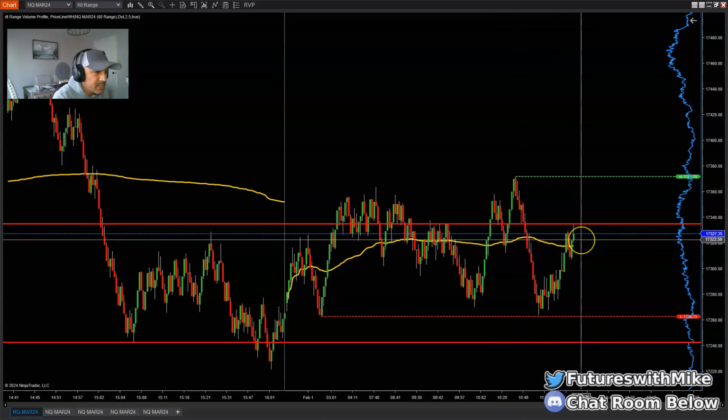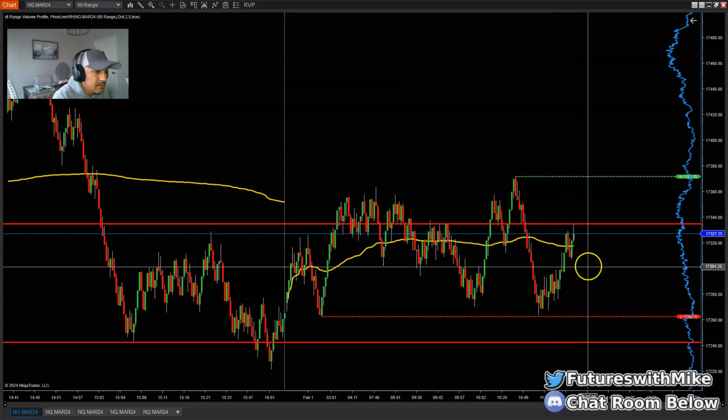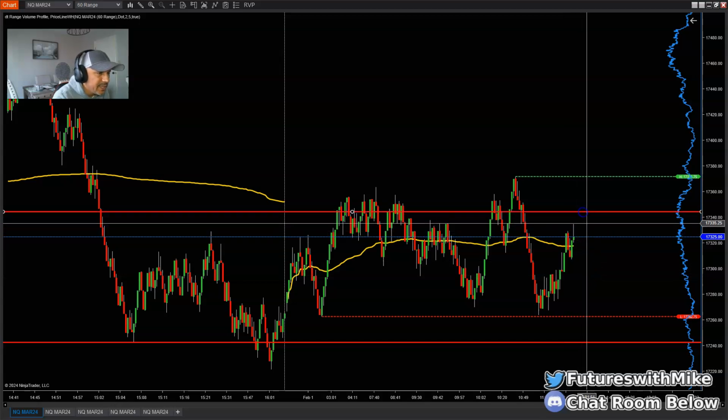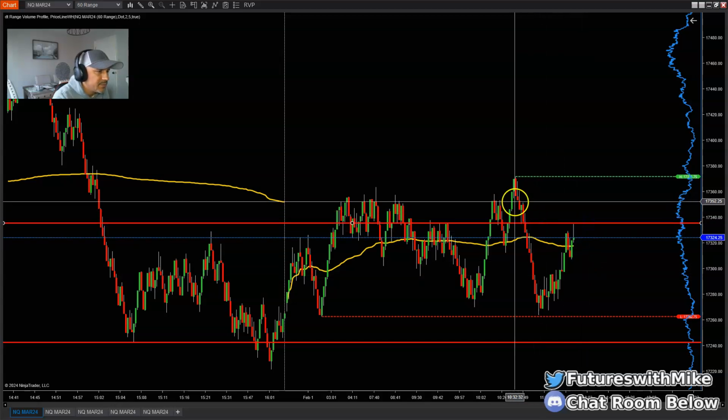Well, we see what it does. It could come all the way back down here and fill this area here at 291, possibly 292 area. You could do that if we reject this. Did we hit it to a tick? Yep. So this is a supply zone.